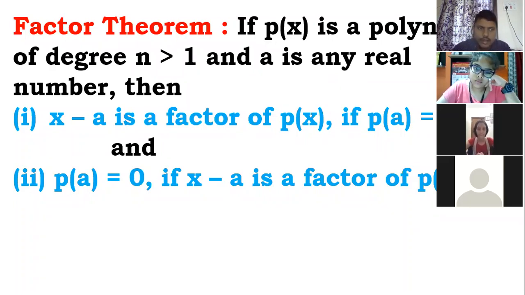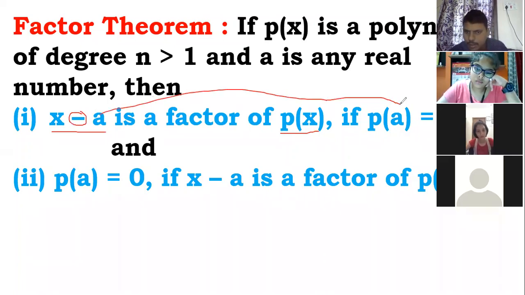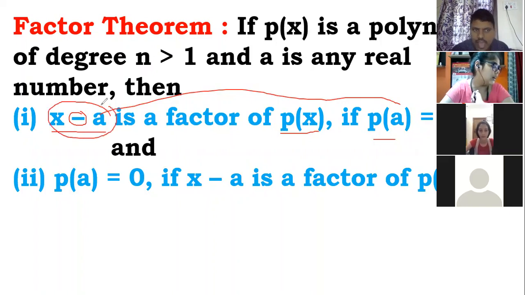We know that x minus a is a factor of p of x. Here minus a is there, so what will you substitute? Plus a. If you substitute, the answer is 0. That means the remainder is 0. It means, based on this topic, x minus a is the factor. Factor means any polynomial divided by x minus a will give remainder 0.